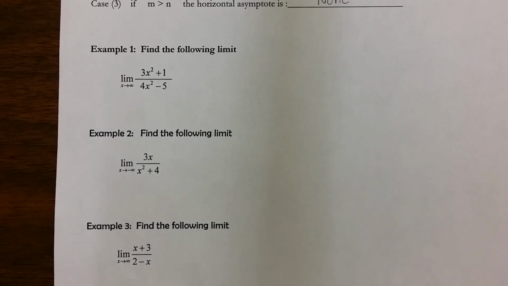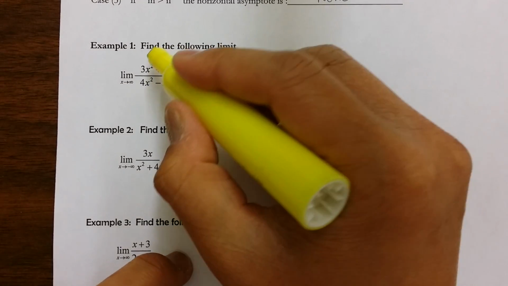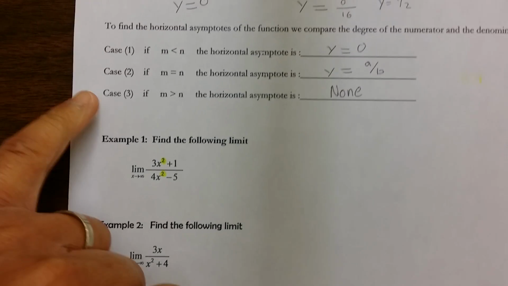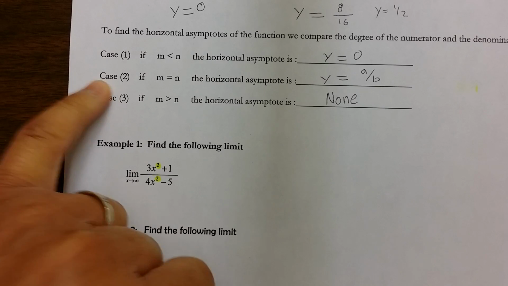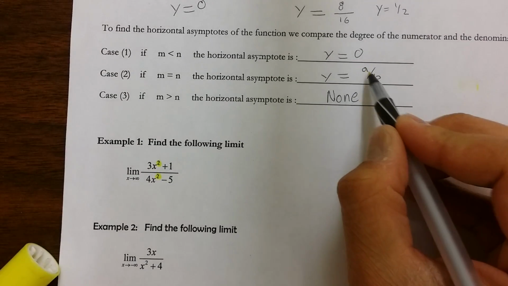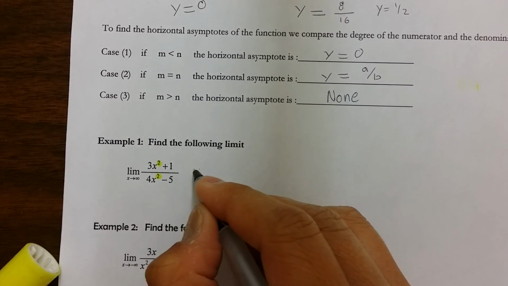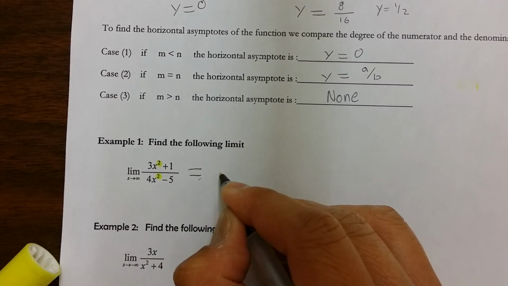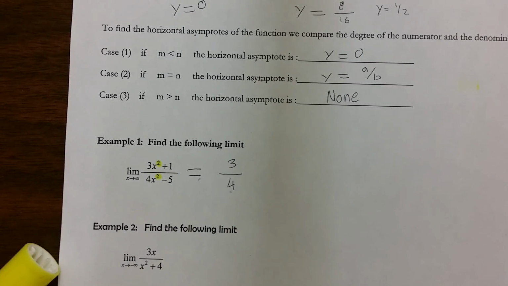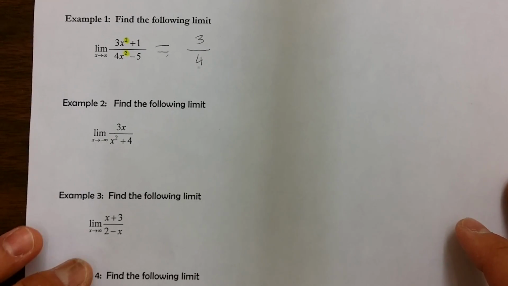So we look at the degree. We compare the degree of the leading term for the numerator and the leading term for the denominator. Since they are the same, it falls into case 2. So what does case 2 tell us? It tells us that the horizontal asymptote is just a over b. In other words, it is equal to 3 over 4 because a is 3 and b is 4. Okay, good. Go on to example number 2.